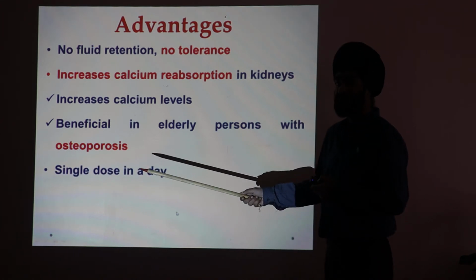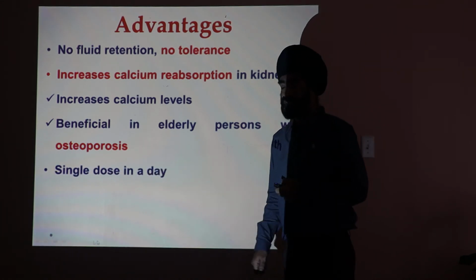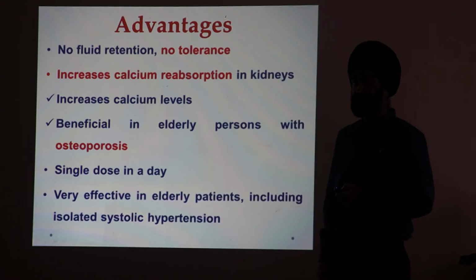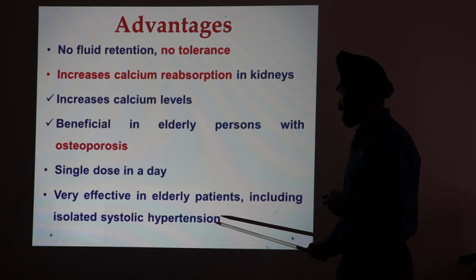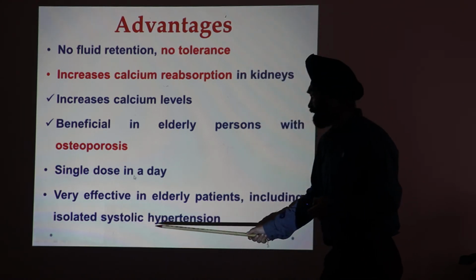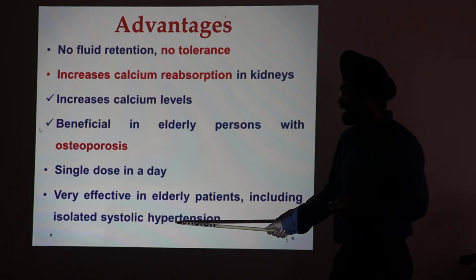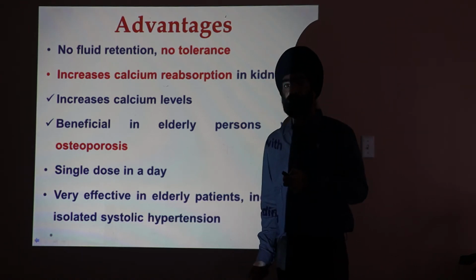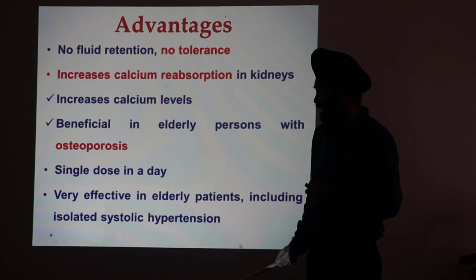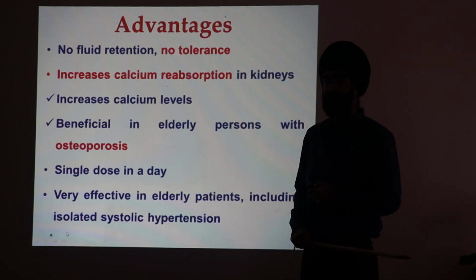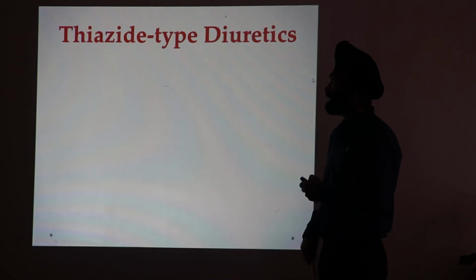Another advantage is that a single dose is sufficient in a day, and they are very effective in elderly persons, especially in a condition which I have mentioned, isolated systolic hypertension. In this condition, as the name indicates, there is a selective increase in the systolic blood pressure, not the diastolic blood pressure. This happens in elderly persons. In this condition, these diuretics are very effective, particularly thiazides.